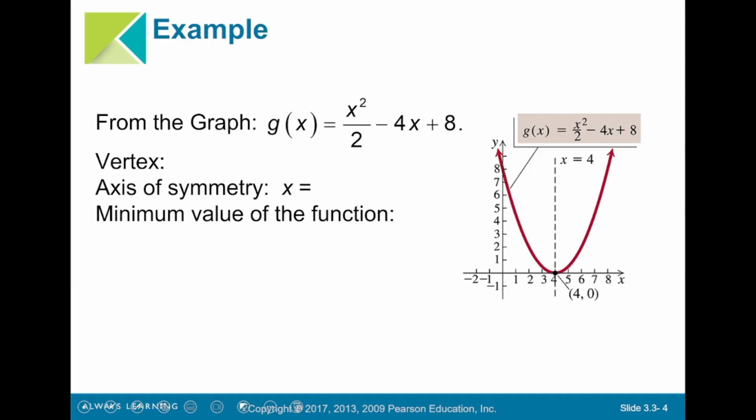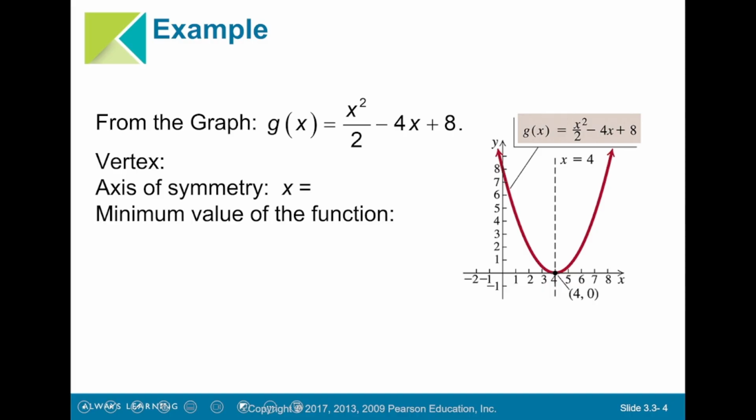So we can look at something like this graph. The graph of g of x is x squared divided by 2 minus 4x plus 8. And we can actually just visually see what the vertex is, what the axis of symmetry is, and then of course what the minimum value is. It's really simple from a graph.